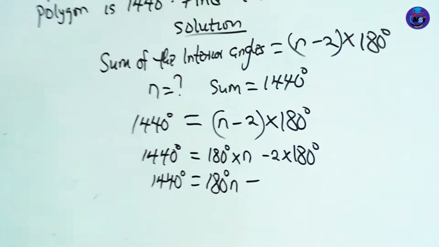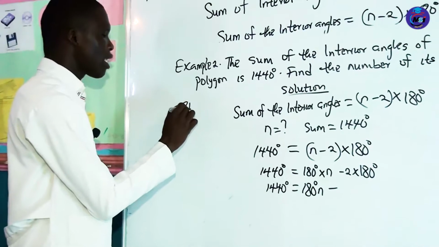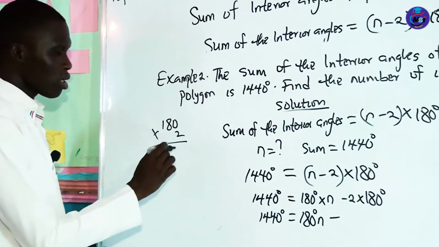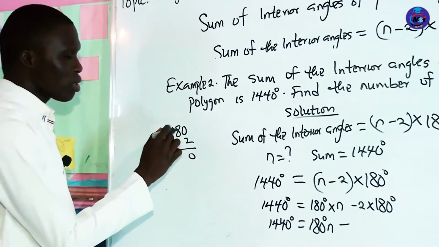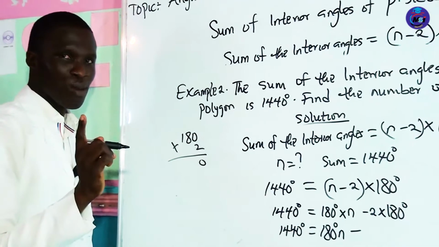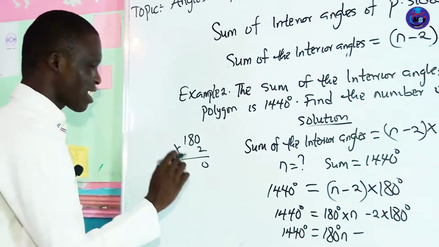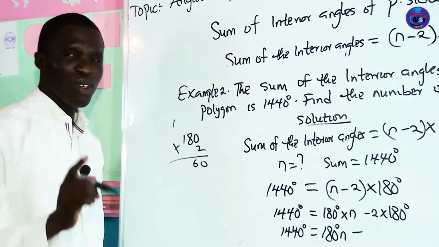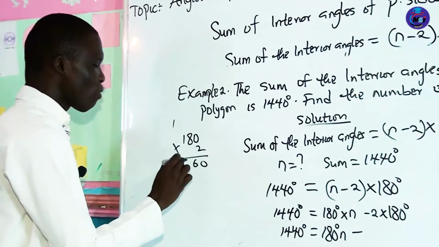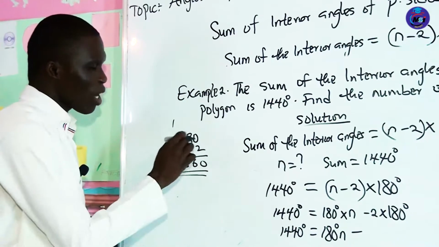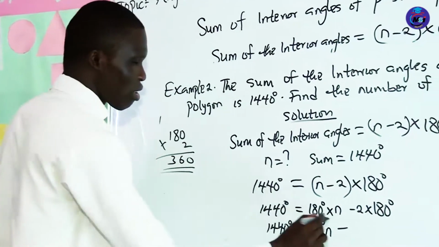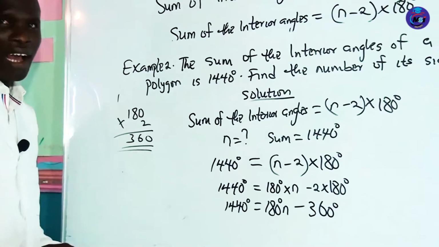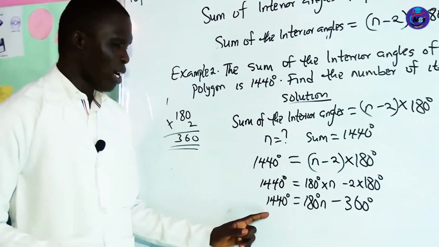What are we going to do? We can solve it. 180 times 2: 2 times 0 will give us what? 0. 2 times 8, can somebody tell me? Okay, 16. 6 carry 1. 2 times 1 will give us 2, plus 1 will give us 3. So 180 multiplied by 2 will give us 360. Okay, 360 degrees. Now I want you to check this very well.